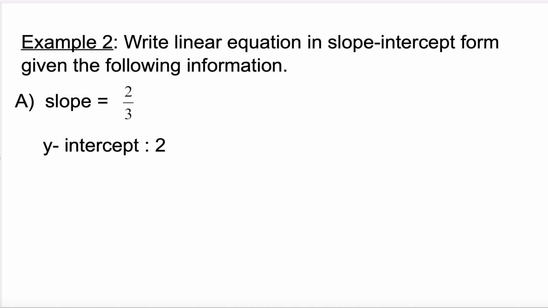So now let's write the linear equation in slope-intercept form given some information. Our first information is we're given the slope and the y-intercept. When I see slope and y-intercept, I right away think, that's slope-intercept form. The y-intercept there is 2. That's the same thing as my b value. The slope is the same thing as my m value.